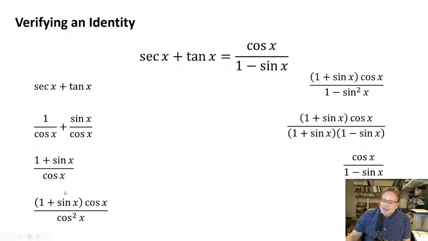To get myself first to cosine squared in the denominator, I'm going to multiply top and bottom by cosine x, and that'll give me what I want. So cosine squared of x will be 1 minus sine squared x. I'm getting closer because I've got a sine x now in the denominator, and I can factor this into two factors, one of which will cancel out with what's in the numerator. That'll leave behind just cosine x over 1 minus sine x, and that proves the identity.